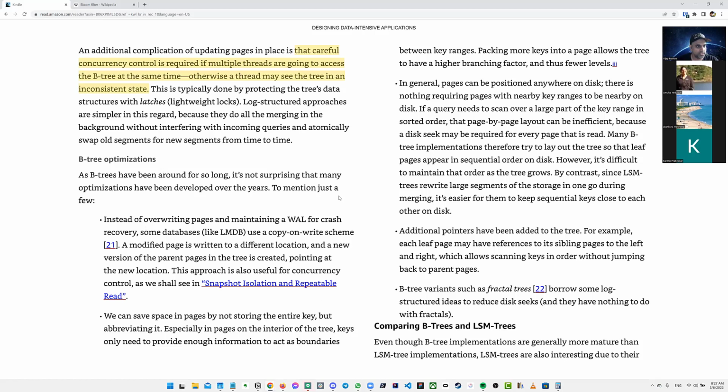So then this next section is all about additional optimizations for B-trees. Let's see here. I think we've got 3 more minutes, so you can go through some of them. But before I do that, does anybody have anything else to add?